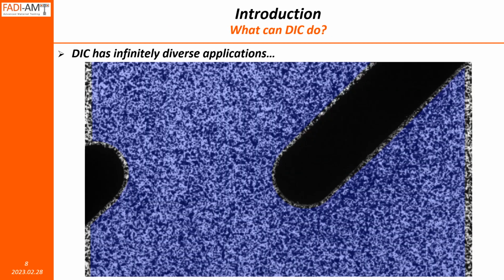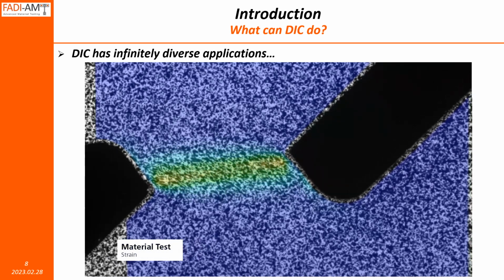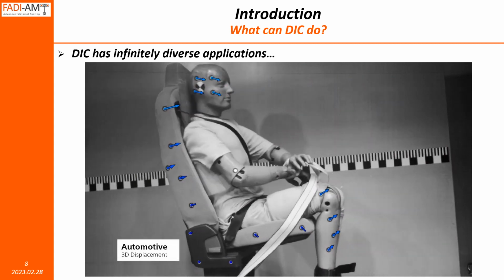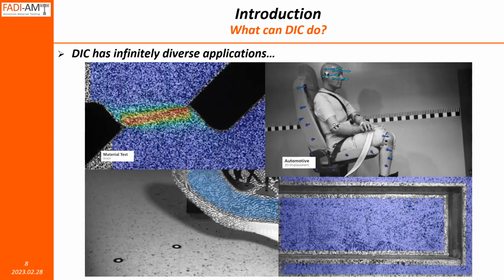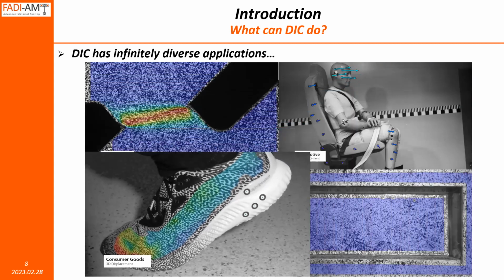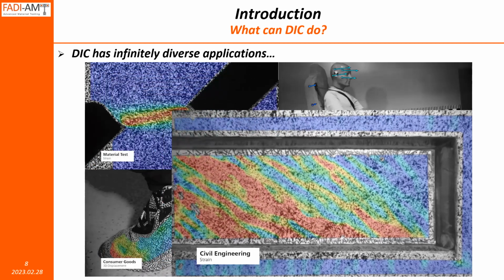Here is a video that shows the different applications of DIC in diverse fields. First is the strain measurement in a material test, followed by vector displacement measurements for a crash test dummy. This is a commercial goods strain measurement, followed by fracture measurement in civil engineering.